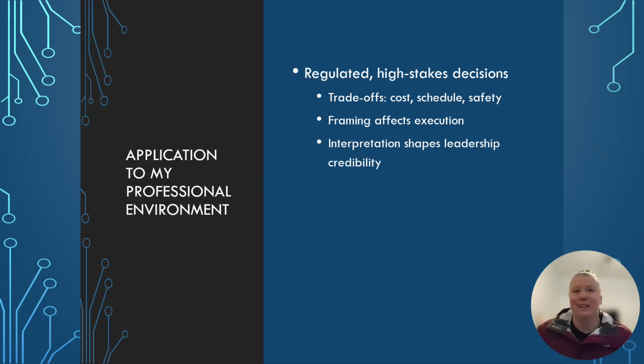In my industry, we constantly make decisions involving trade offs among cost, schedule, safety, and regulatory compliance. The research helped me recognize that technical correctness is not enough. If decisions are not framed clearly and perceived as fair and intentional, then execution suffers. So, how decisions are explained determines whether teams escalate risks early or remain silent. From a governance standpoint, attribution processes influence whether leadership is seen as proactive decision makers or reactive role followers. This has changed how I think about leadership in regulated environments. Structure matters, but interpretation determines performance.